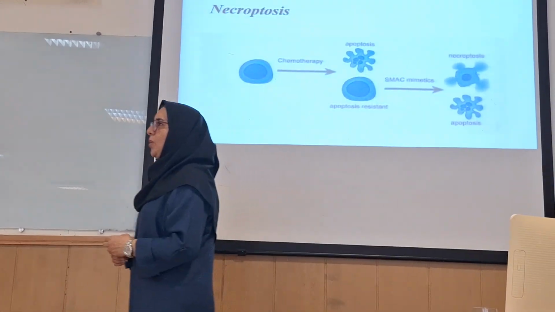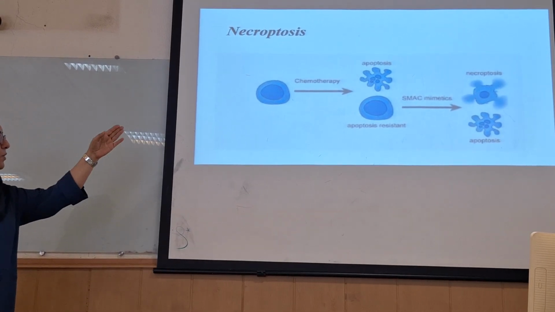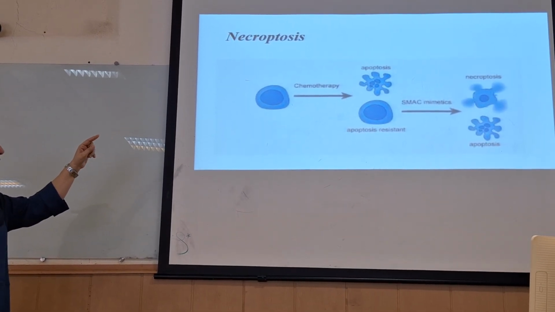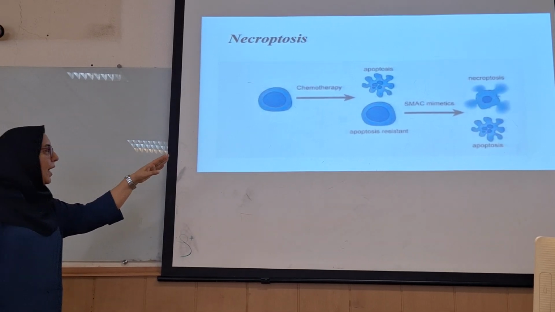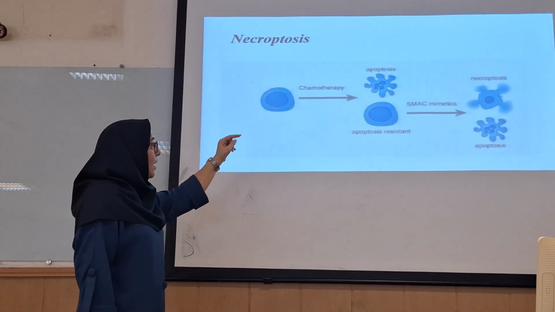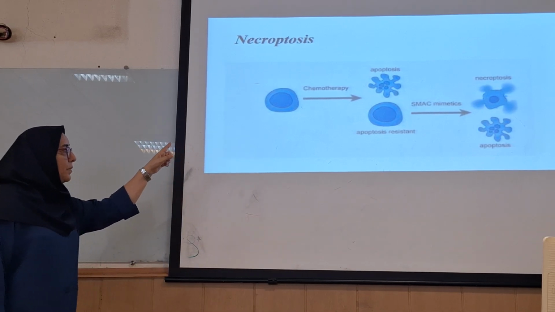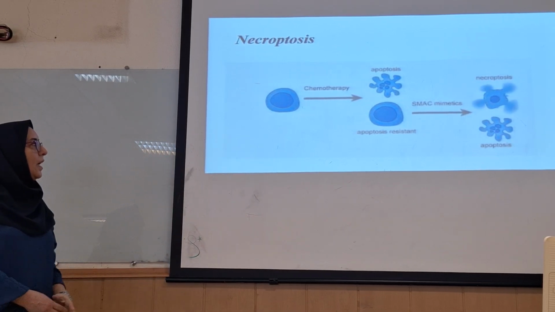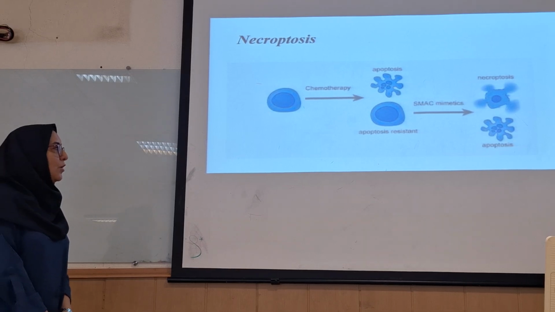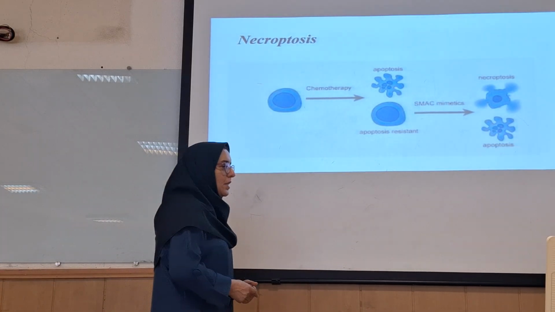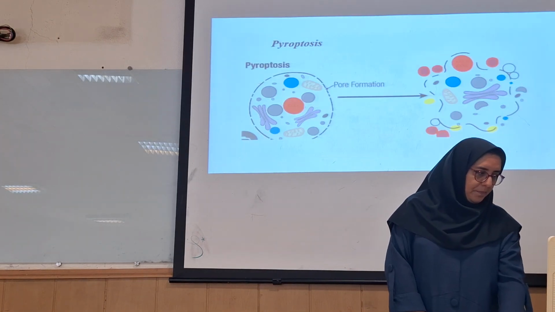This figure shows necroptosis. For example, after chemotherapy of cancerous cells, we have apoptotic cells. Some cancerous cells are resistant after chemotherapy. This cell, after some drug, became necroptotic. Apoptosis and necrosis patterns coexist.